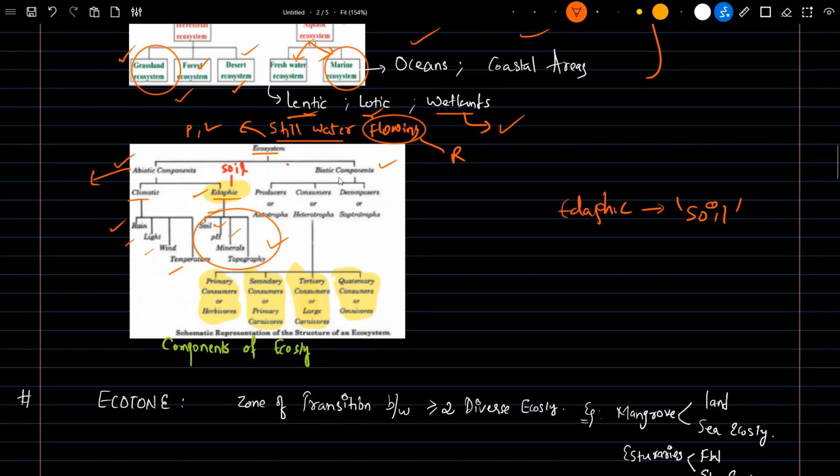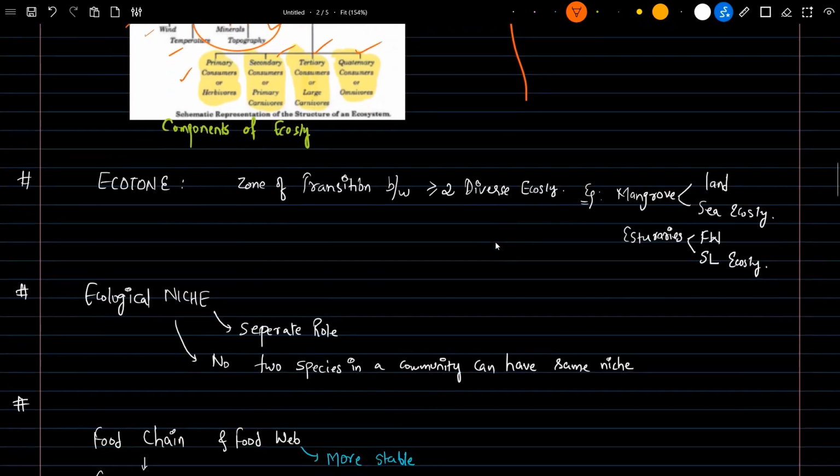Next, coming to biotic components, it majorly consists of producers, consumers, decomposers. Again, consumers can be classified as primary consumer, secondary consumer, tertiary consumer, quaternary consumers. So this is the broad classification of components of ecosystem. Need not mug up this, just understand what are biotic components, what are abiotic components, and what are the different types of biotic and abiotic components. That's it.